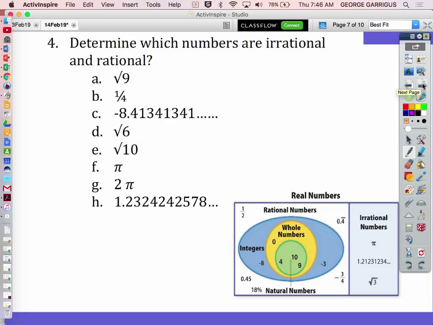Problem 4. Determine which numbers are irrational and rational. If you look here, I've added from your notes on Tuesday, Wednesday, I gave you a handout. You need to really get that out. You can have it during the test. This is a great Venn diagram.